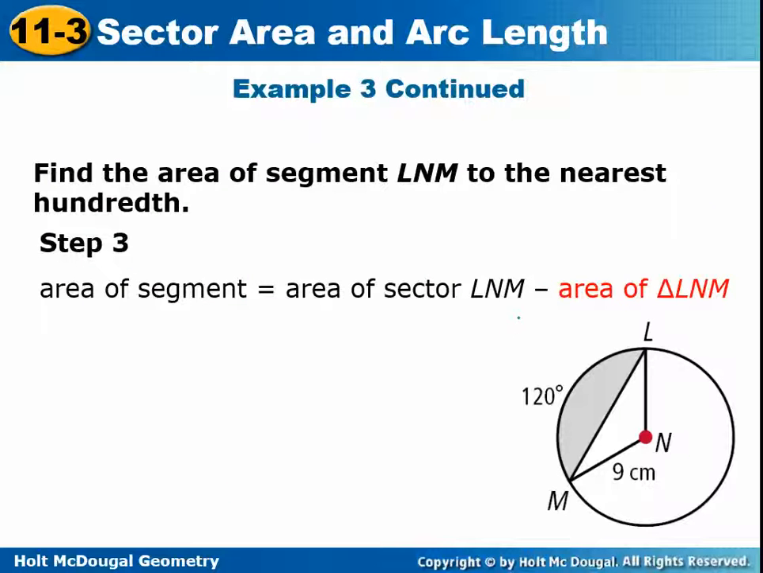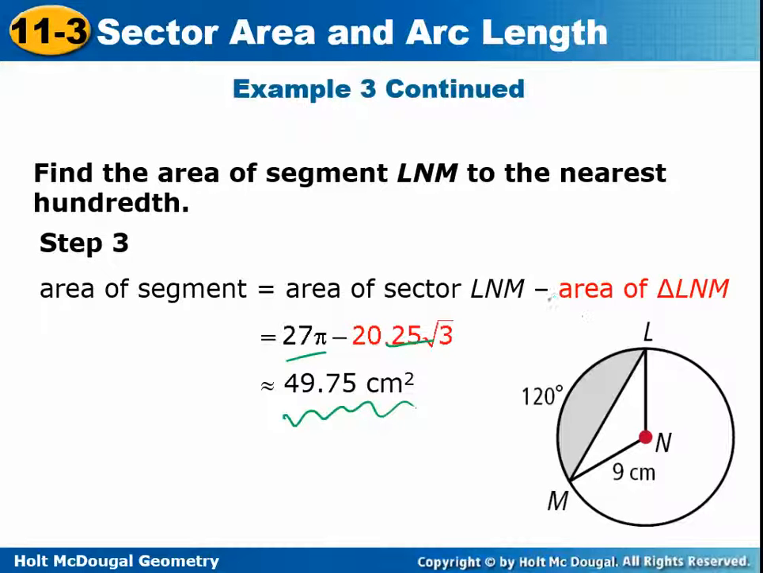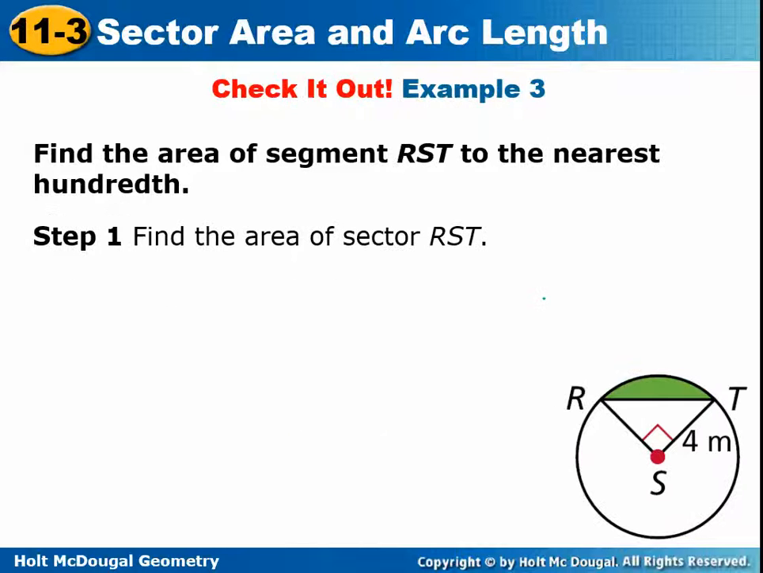That's just a reminder of the special right triangles. All right, so now we can take the area of our segment that we found in step 1, which was 27 pi minus 20.25. At this point, you would change everything to decimals, and you would get approximately 49.75 centimeters squared. So this was kind of a lot of work. Let's look at another one that isn't as much work.